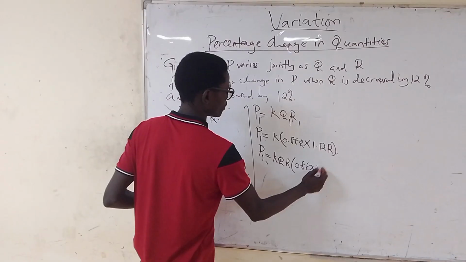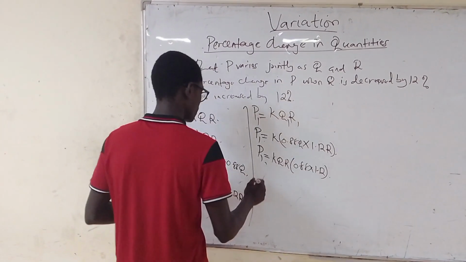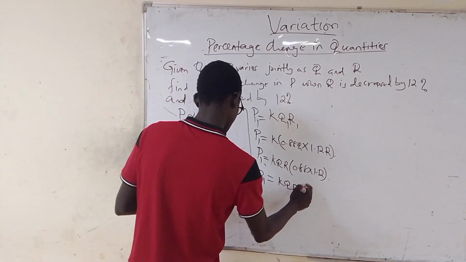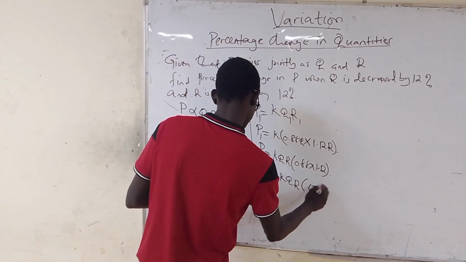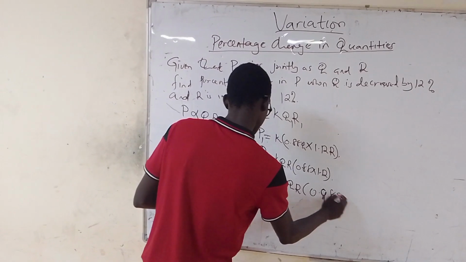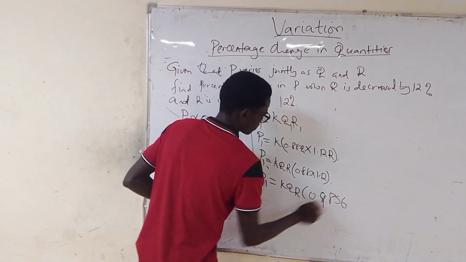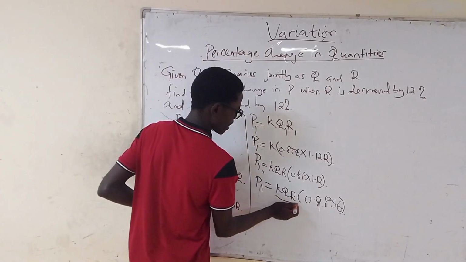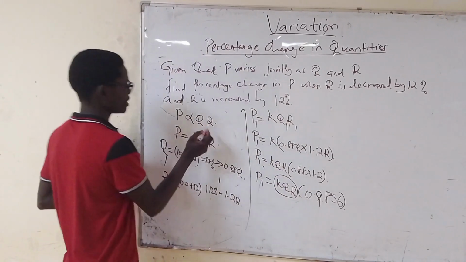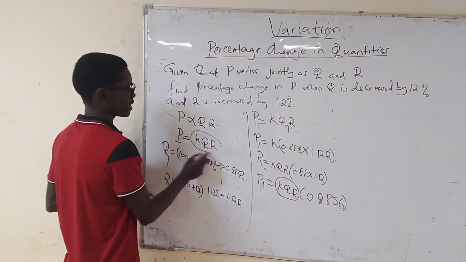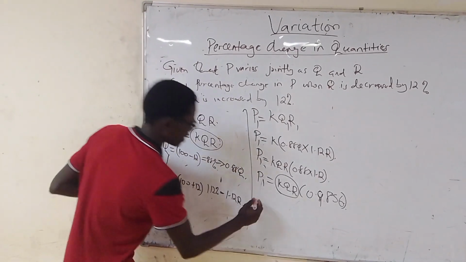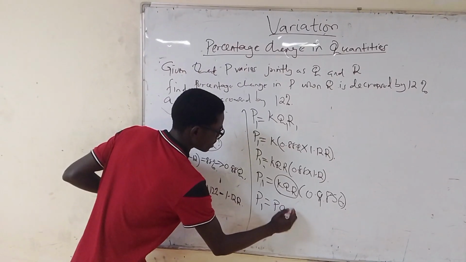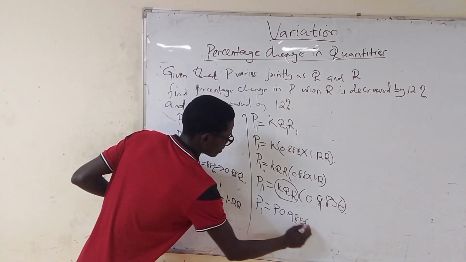0.88 multiplied by 1.12. We say P1 equals KQR into bracket 0.9856. Look at that one. Then this one, KQR is the same as P. So we say P1 equals P times 0.9856.